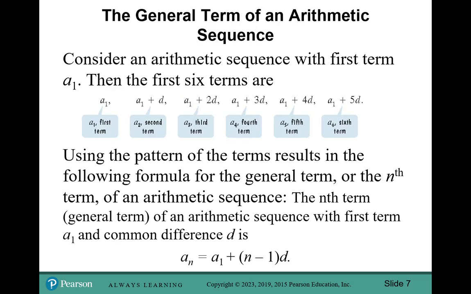Consider an arithmetic sequence with the first term A1. Then the first 6 terms are A1, A1 plus D, A1 plus 2D, A1 plus 3D, A1 plus 4D, A1 plus 5D, all the way from the first term through the 6th term. Using the pattern of the terms results in the following formula for the general term, or the nth term, of that arithmetic sequence. The nth term, or the general term, of an arithmetic sequence with the first term a1 and common difference d is a sub n equals a1 plus n minus 1 times d.